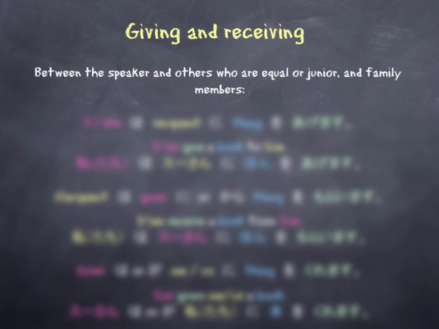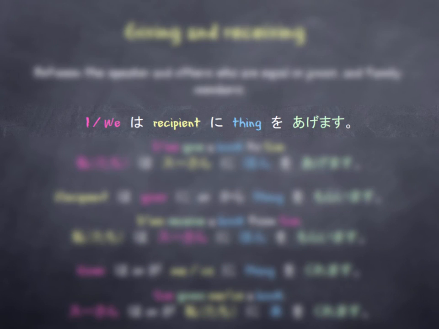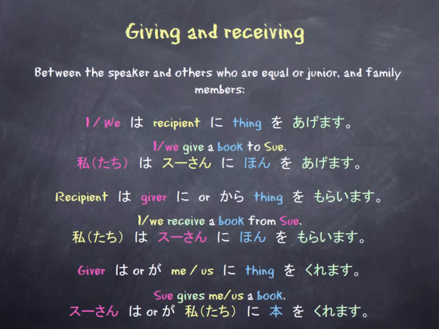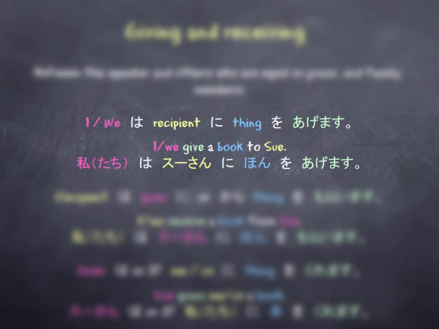On our second slide here, we can see that we are giving something between the speaker and others who are equal or junior, as well as family members. So for example, I or we, followed by wa, then the recipient, followed by ni, and then the thing plus o agemasu. So it's relatively the same as the first example that we see back here on our slide. So in this case, I or we give a book to Sue as opposed to Tom. Watashi tachi wa Sue-san ni hon o agemasu.